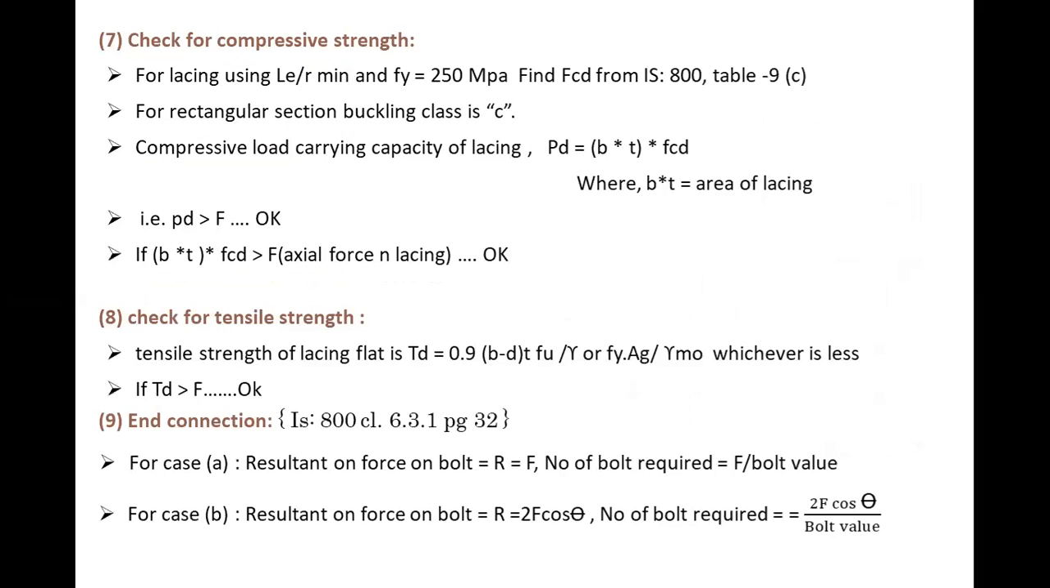Now next is different types of checks, right? Seventh one is a check for compression strength. Whether it is capable of carrying the compressive load or not, right? So for the lacing system using le by r minimum and fy is equal to 250 MPa, find out fcd from IS 800 table number 9C, right? Which we learned earlier in compression member, right? So here we find out compressive strength.